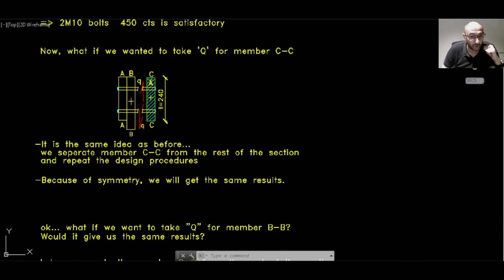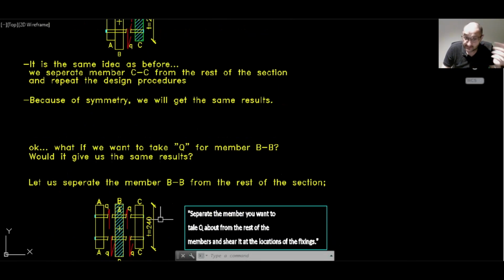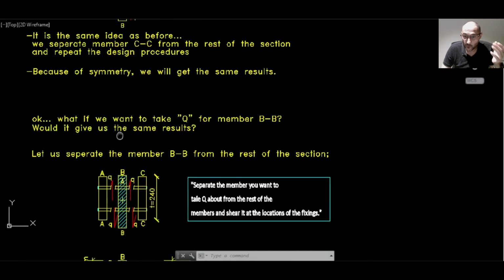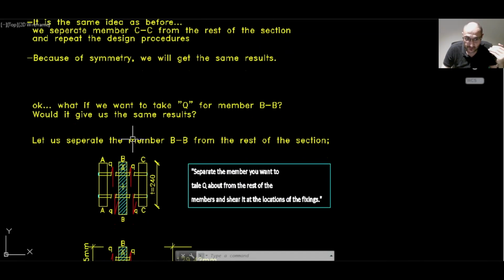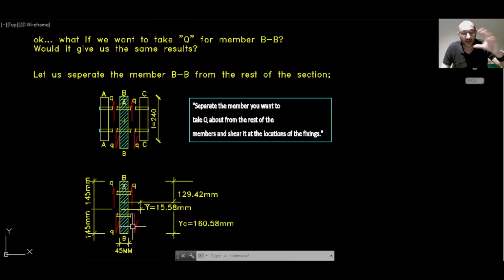Now what if we want to take Q around member BB? Now this might be a little bit different. However, would that give us the same results? Have a think about that one. I think the concept is the same for every problem. The first step is to work out the centroid of the whole section. And then the second step is to take the member that you're interested in, separately from the rest of the members. So we can do it the same with element BB.